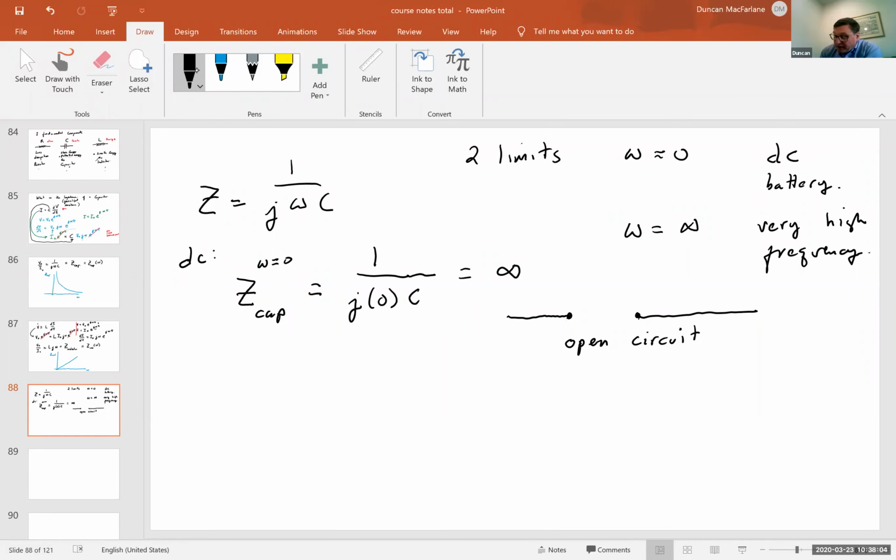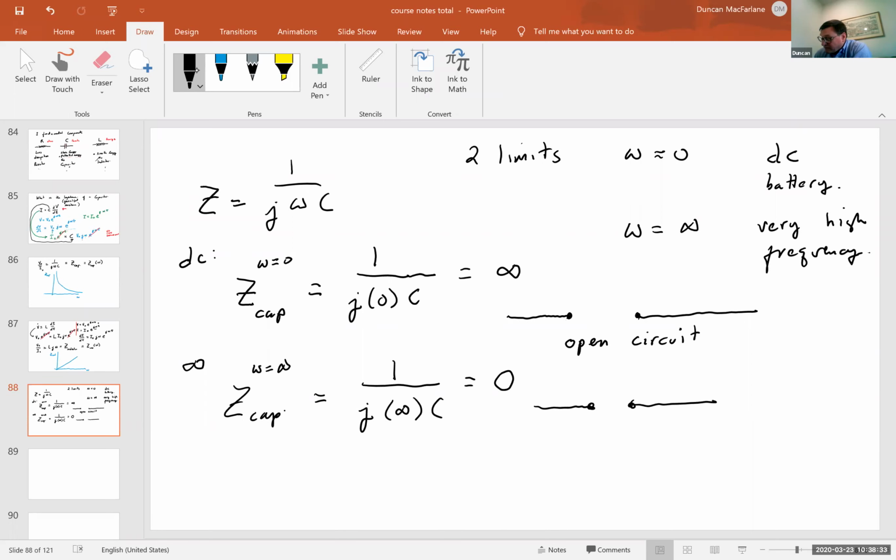And then the other case, at infinity, one over infinity is 0. And here's what that looks like. That's a short circuit. At very high frequencies, the electrons just cruise right across that.